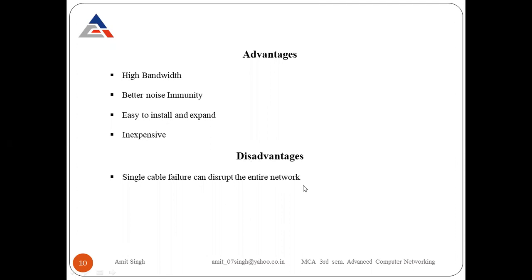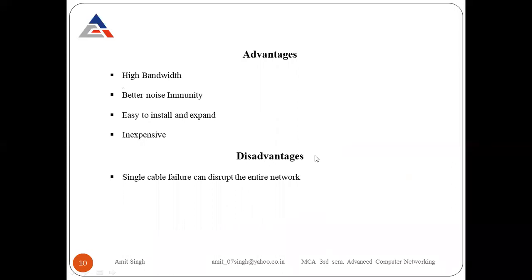Now the disadvantage. It has a single disadvantage, that is, a single cable failure can disrupt the entire network. How is it possible? Because whenever there is a single failure, it can disturb all the network. Why? Because the data travels through that particular wire. If the wire is disturbed anywhere in between the path, it can disturb the complete network. So this is all about the coaxial cable or the coax cable.